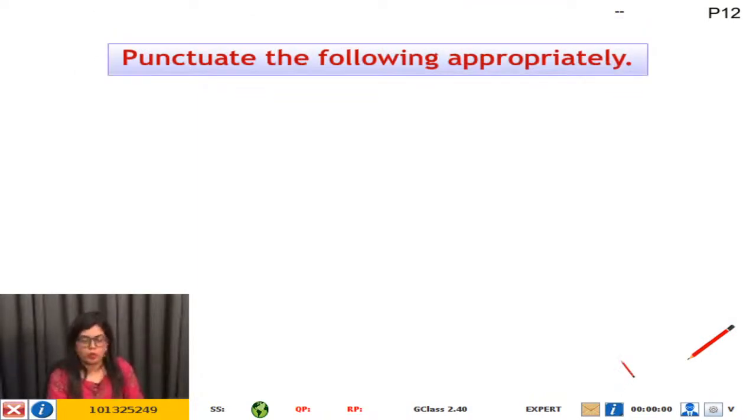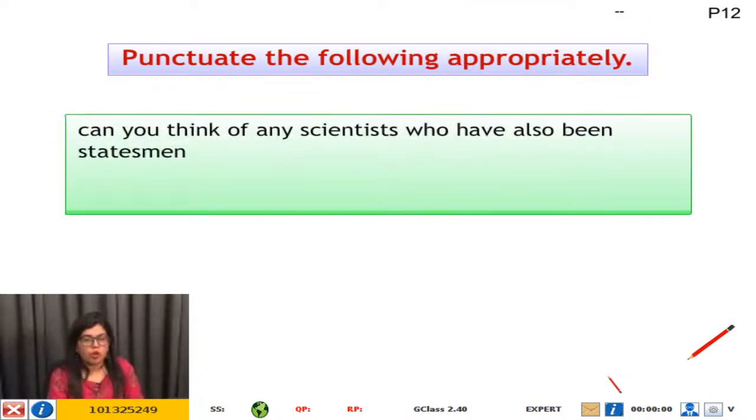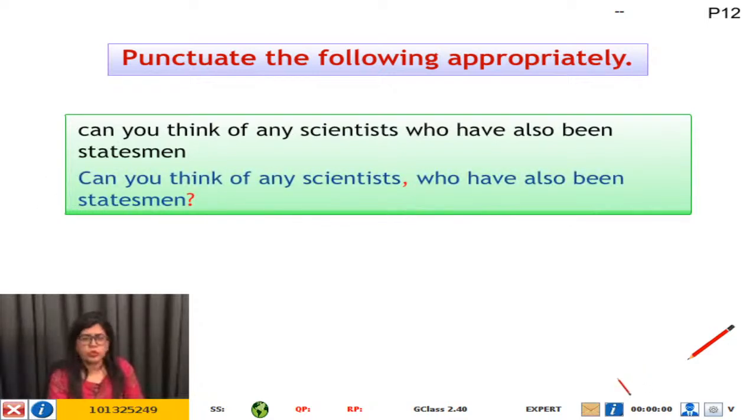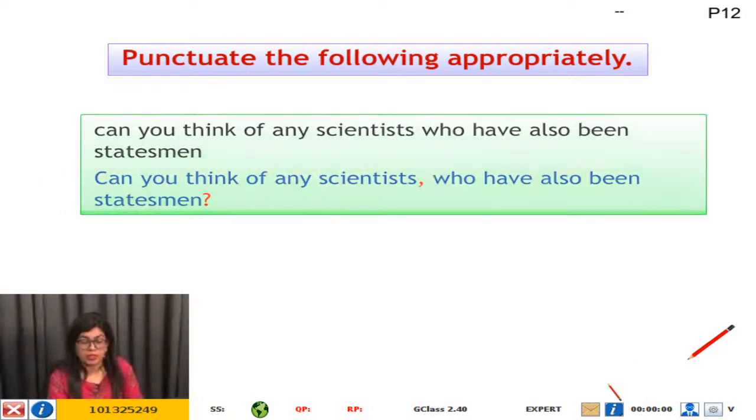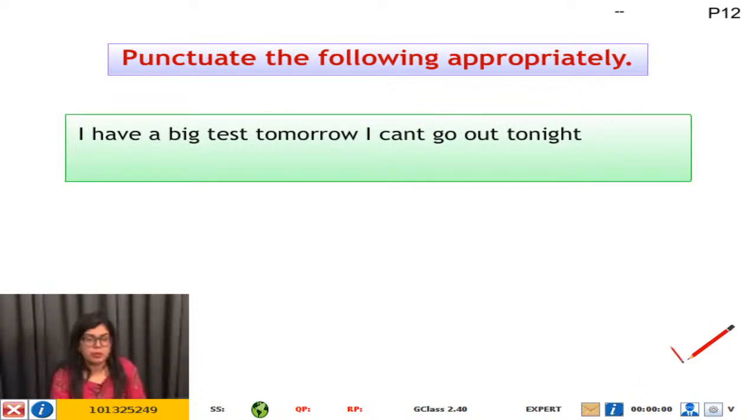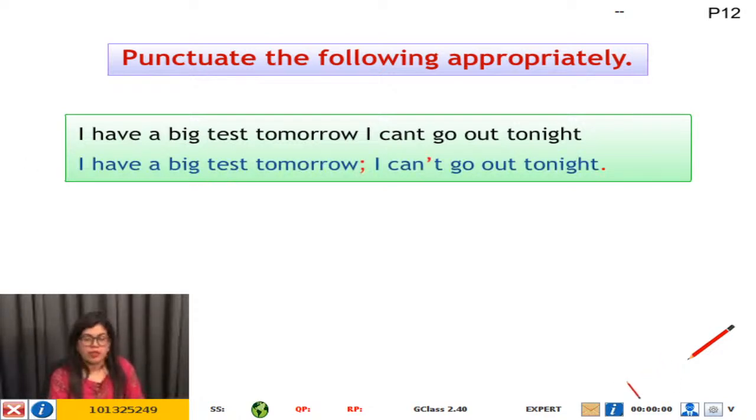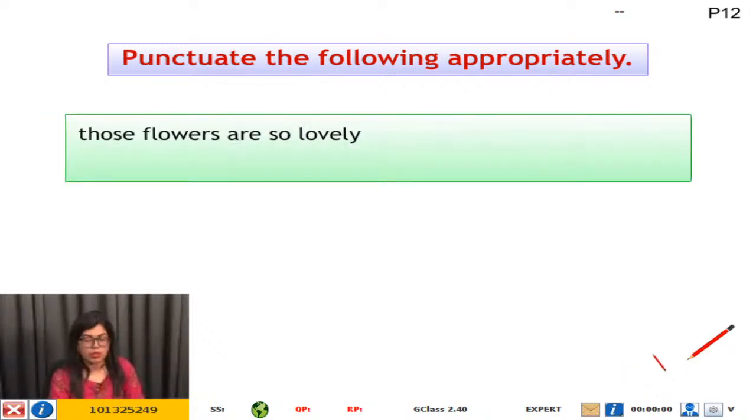Punctuate the following appropriately. Can you think of any scientists who have also been statesmen? Can you think of any scientists, comma, who have also been statesmen? Okay, so this is the correct way of writing. I have a big test tomorrow. I can't go out tonight. So how are we going to punctuate this? Let's see. I have a big test tomorrow, semicolon, I can't, apostrophe S, go out tonight.